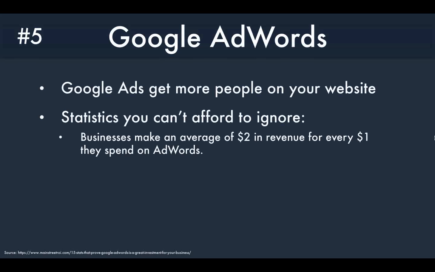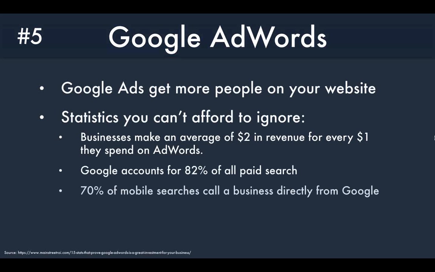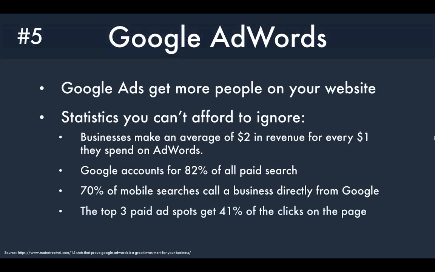Businesses that spend about $1 get about $2 back in return. Google is 82% of all paid search, so Bing and Yahoo really aren't doing a lot in the market. Google pretty much owns it. 70% of mobile searches call a business directly from Google, so having all that stuff filled out on your Google ads is very important, having your phone number and address in there. And the top 3 paid ad spots get the majority of the clicks on the page.